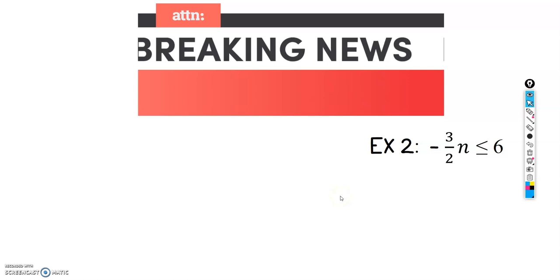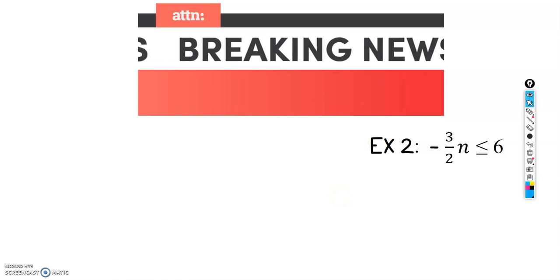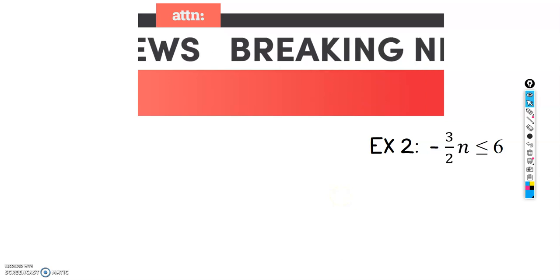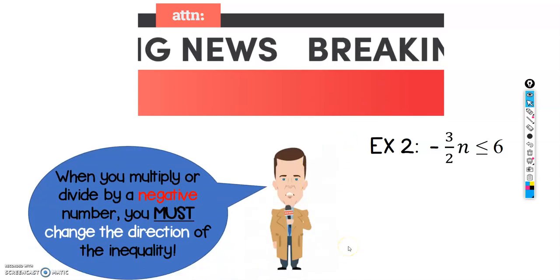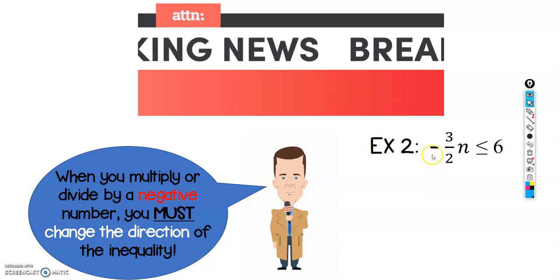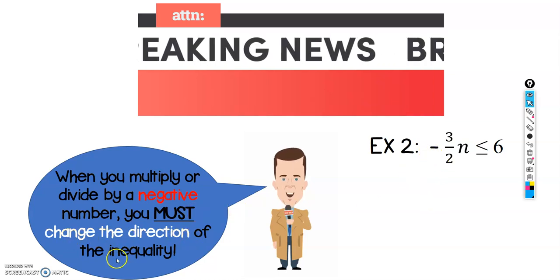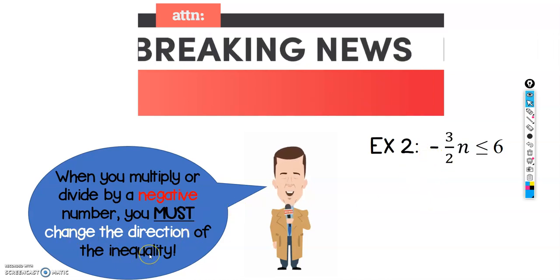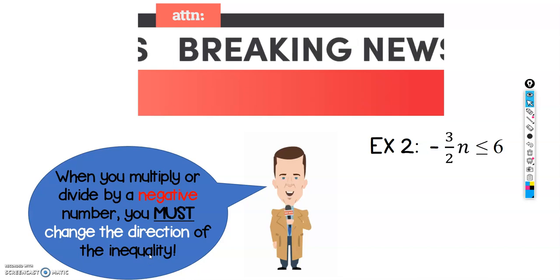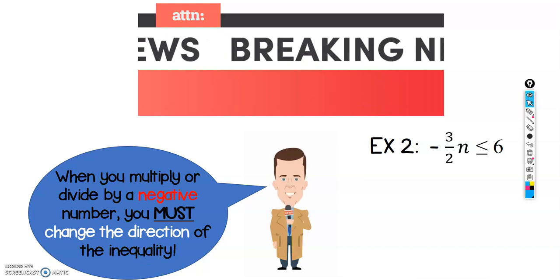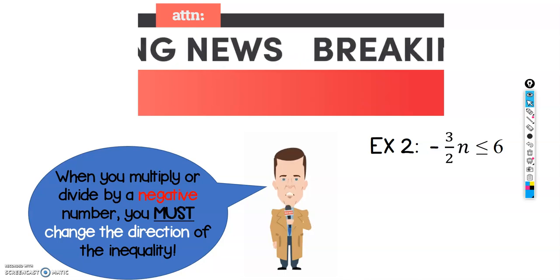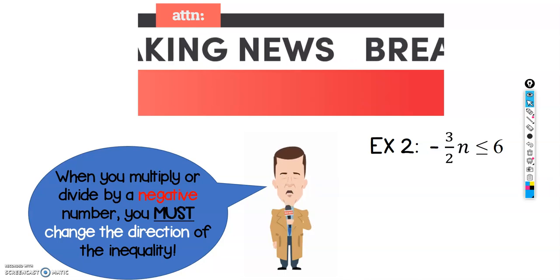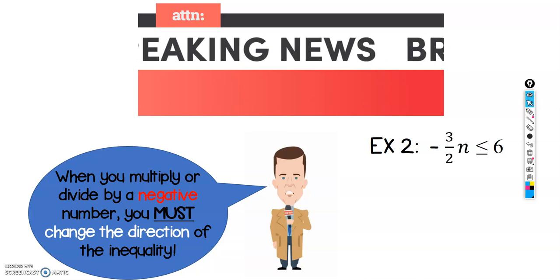Breaking news. This is important, guys. This is where things all change from adding and subtracting. When you multiply or divide by a negative number, you must change the direction of the inequality. I want you to highlight this, stamp it into your forehead, tattoo it behind your eyelids, whatever it takes to remember this. When you multiply or divide by a negative number, you must change the direction of your inequality.